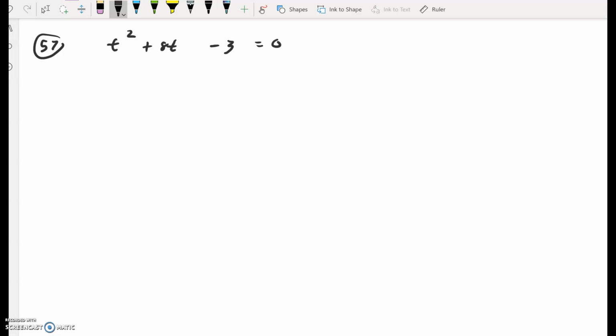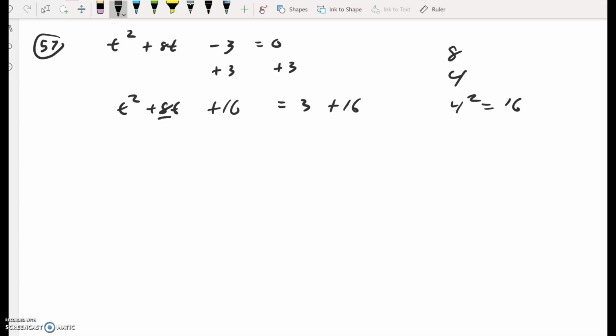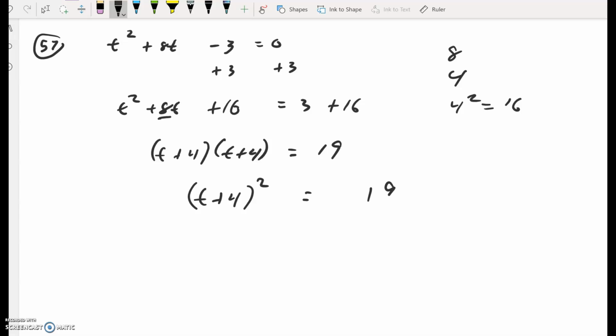In a similar fashion, we're going to add 3 to both sides. Then we're going to complete the square. We look at this number, we take half of it, and we multiply that by itself. So 16 is the number we need to add to both sides. Here we get t plus 4 times t plus 4, which is a perfect square. Here we get 19. (T plus 4) squared equals 19.